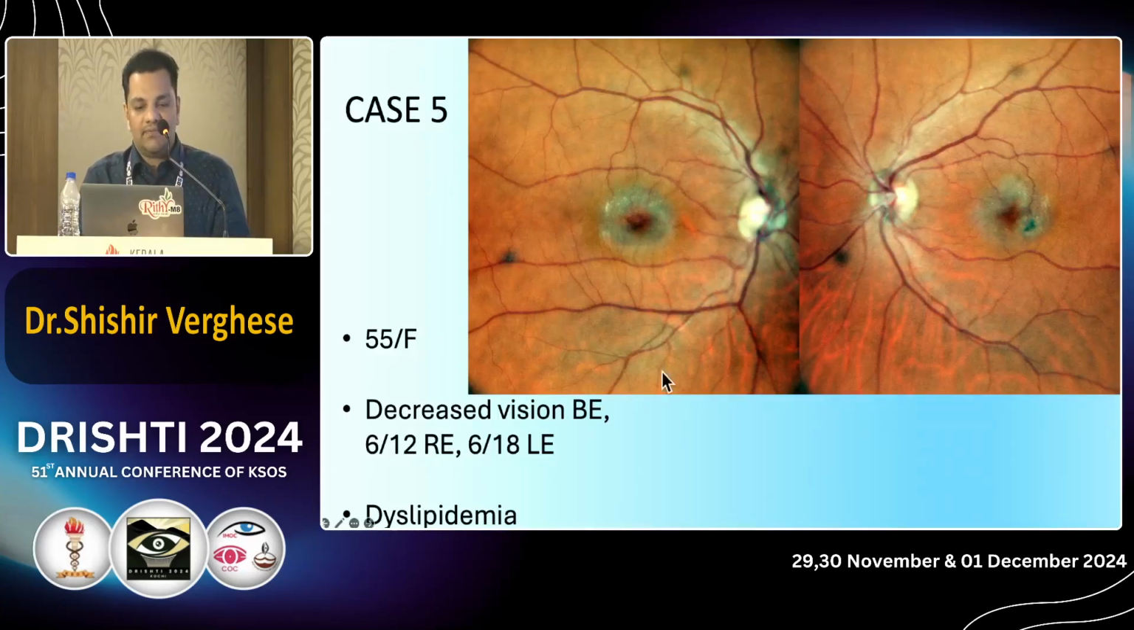So another case 5, 55 female, decreased vision both eyes, 6/12 in the right eye, 6/18 in the left eye.